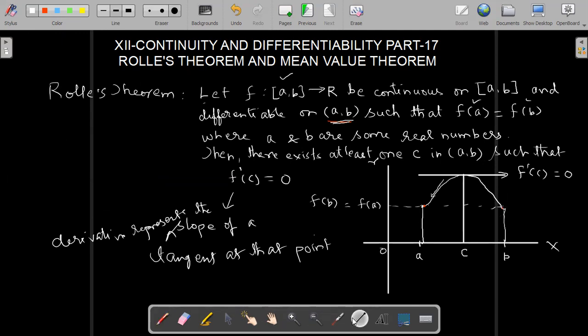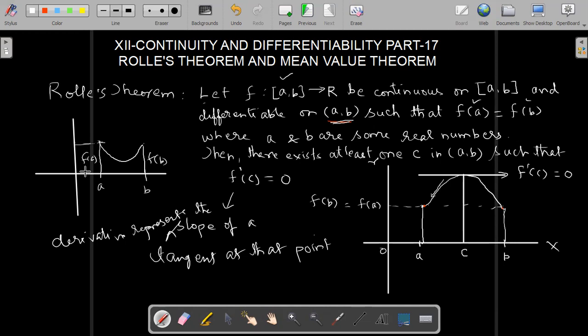Similarly, if it decreases, the same thing will happen. Suppose this is point A, this is point B, and from this height it starts going down. Then obviously it has to come back to this point, because this is the condition. It has to follow that f(a) is equal to f(b). This height should be equal to this height. This is called f(a) and this is called f(b). So f(a) should be equal to f(b).